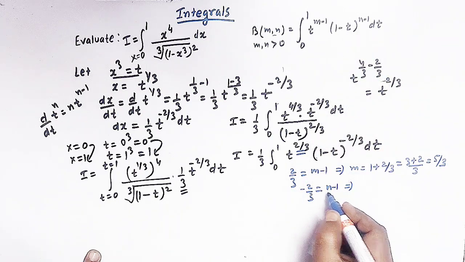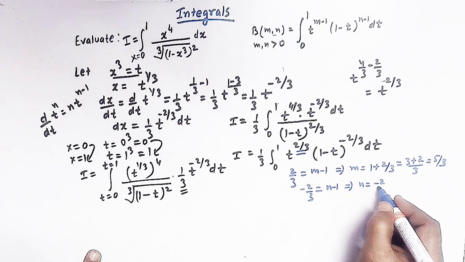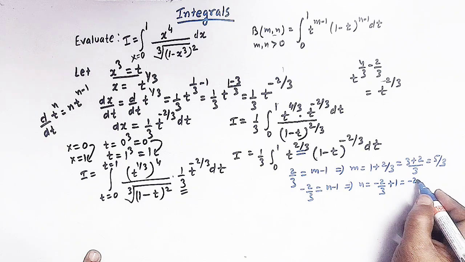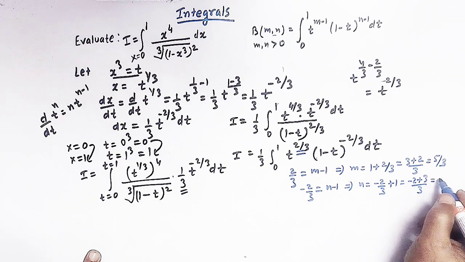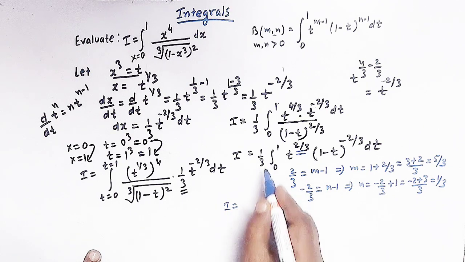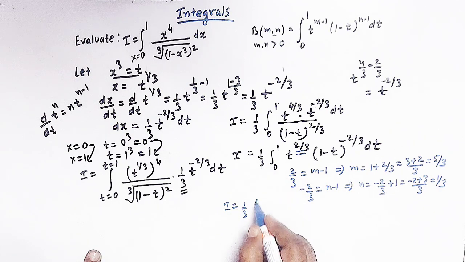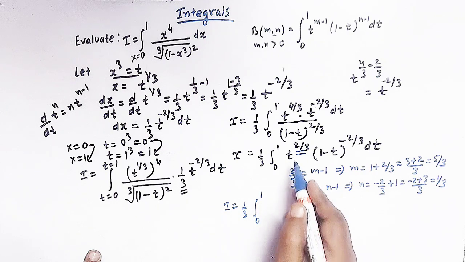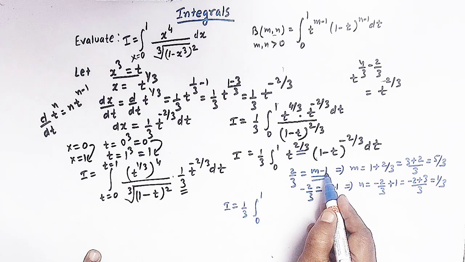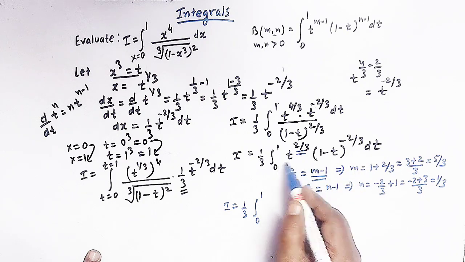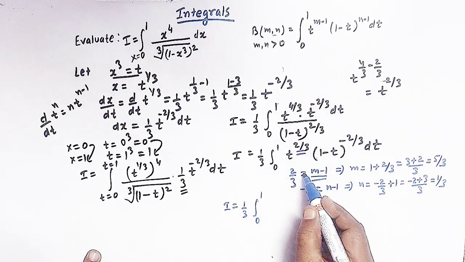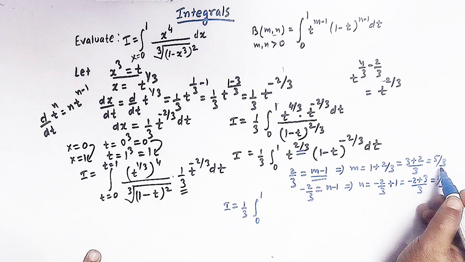So solving this equation for n, we can now write minus 2 over 3 plus 1. So this is minus 2 plus 3 over 3, that is 1 over 3, right? So now we can write this integral as 1 over 3, 0 to 1, and t raised to 2 over 3 can be written as m minus 1, right? Because we want to convert this integral into this form. So 2 over 3 is equal to m minus 1 and m is 5 over 3.